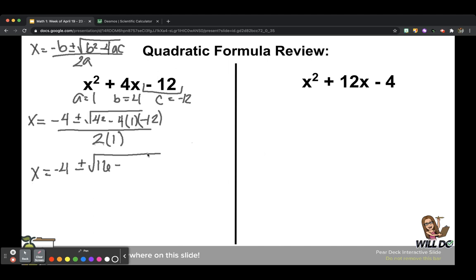So we're going to have negative 4 times negative 12. That number happens to be a positive 48, all over 2a, which is 2, because 2 times 1 is 2. So x is equal to negative 4 plus or minus radical. If I take 16 plus 48, I get the number 64, divided by 2. So here in our quadratic formula is where my plus or minus comes into play.